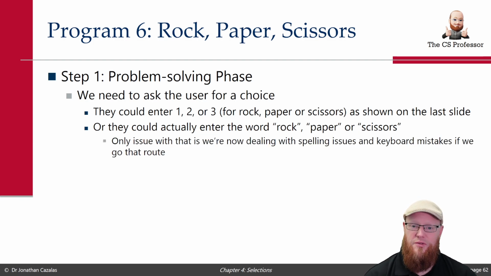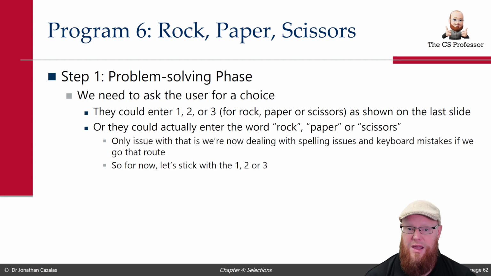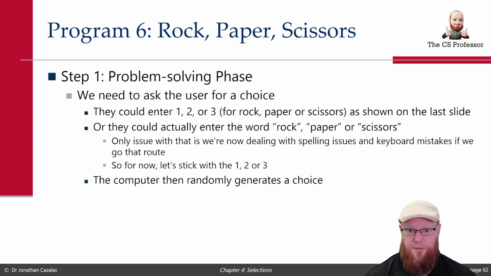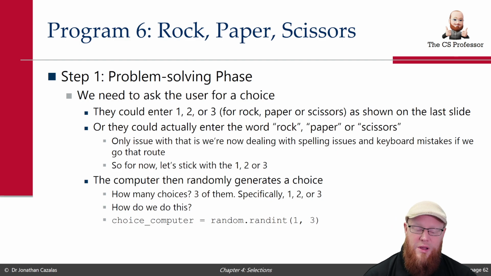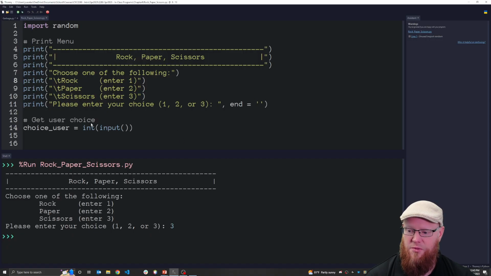So for now, to avoid that and to avoid dealing with spelling issues, maybe there's a typo when the user enters scissors or paper, for example, we're just going to have the user enter a 1, a 2, or a 3. Similarly, the computer, we need to generate a random number, a 1, a 2, or a 3. And what really remains is just comparing all these options. So notice I've already given the line of code here to generate that random number from the user.